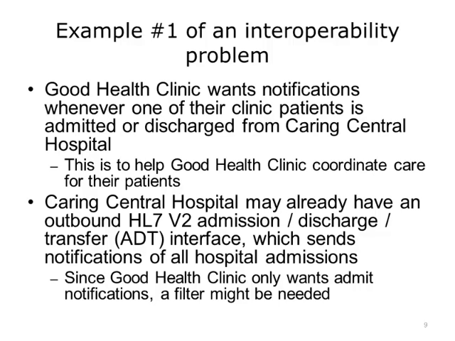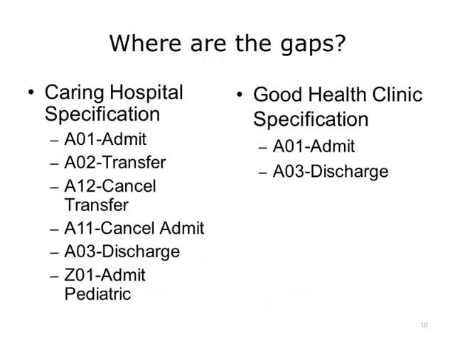To implement a solution, an interface sending admit and discharge messages for Good Health Clinic patients from the hospital system to the clinic system is being considered. Note that Good Health Clinic only wants information about their patients. In this example, the hospital patient management system probably already has an outbound HL7 version 2 patient administration ADT interface, which sends notifications of all hospital admissions. Since the clinic only wants hospital admit notifications about their patients, a filter might be needed.